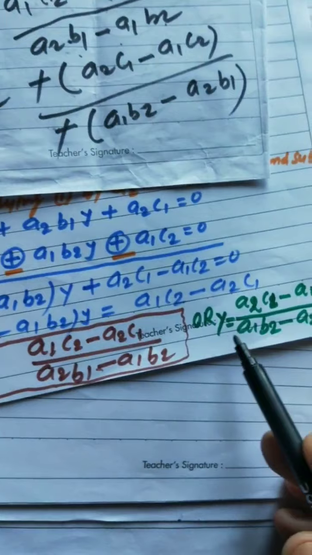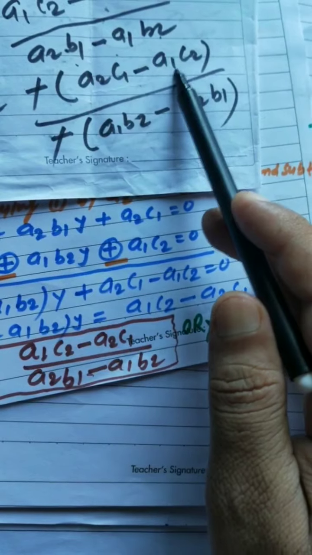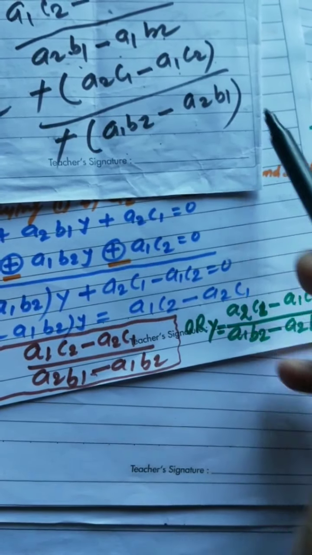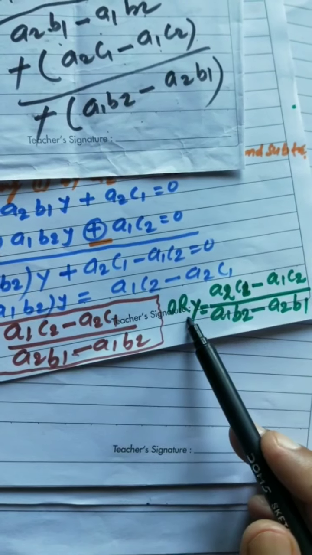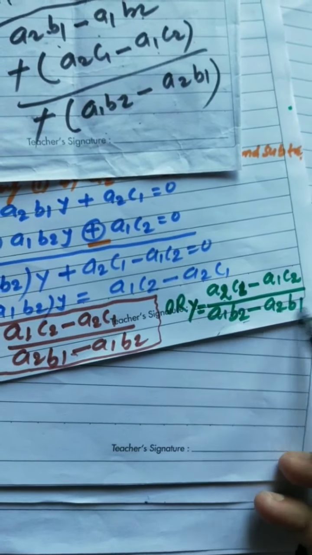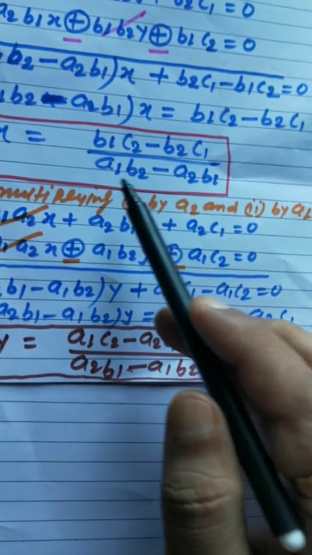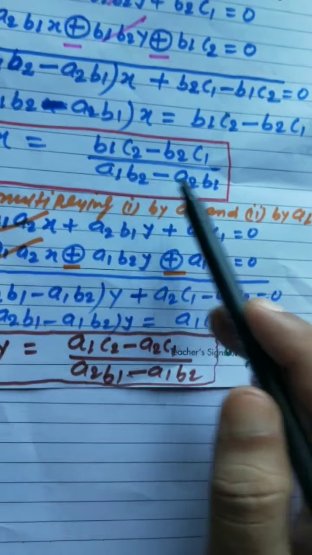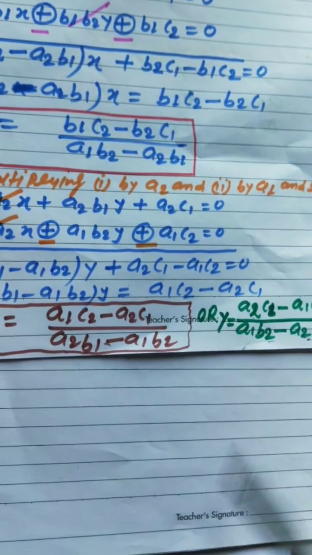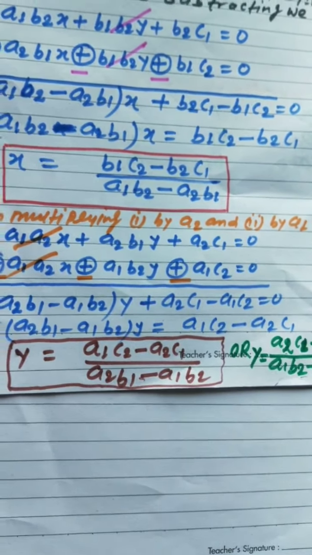So the value of y can also be equal to a2 c1 minus a1 c2 upon a1 b2 minus a2 b1. So I have written here the value of y is a2 c1 minus a1 c2 upon a1 b2 minus a2 b1. Now you can see the denominator in the value of x is a1 b2 minus a2 b1, and in the value of y also there is a1 b2 minus a2 b1. So to make them equal, we have taken minus as common.